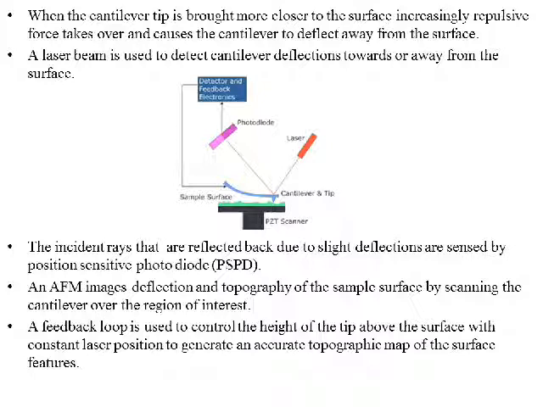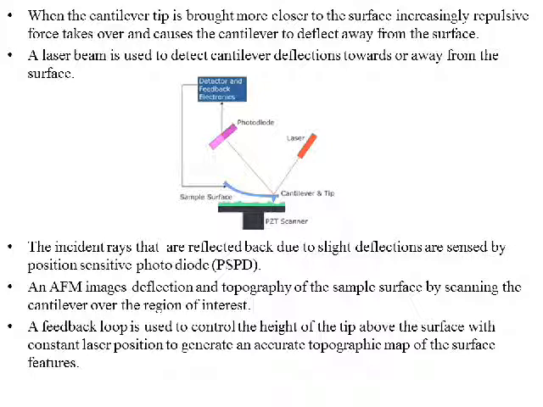When the cantilever tip, the blue colored one, is brought closer to the surface, an increasing repulsive force takes over and causes the cantilever to deflect away from the surface. A laser beam is used to detect the cantilever deflection.